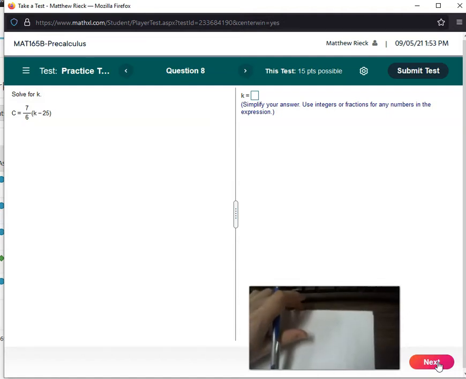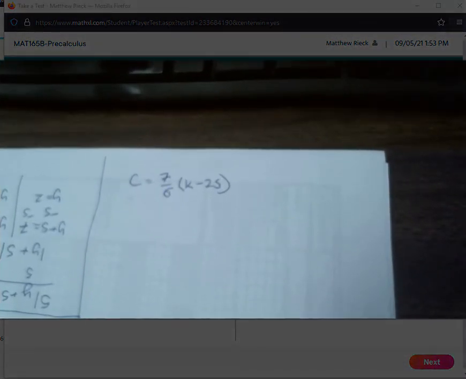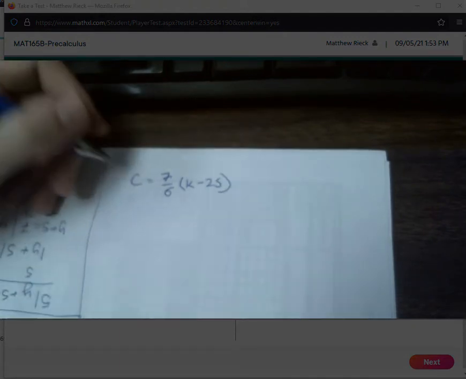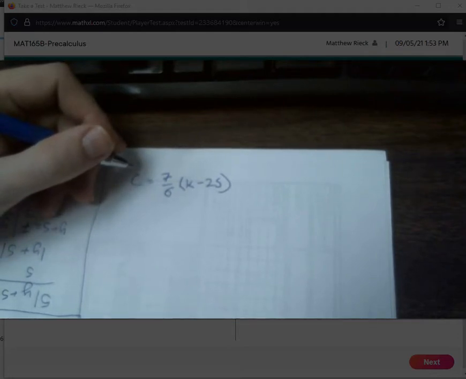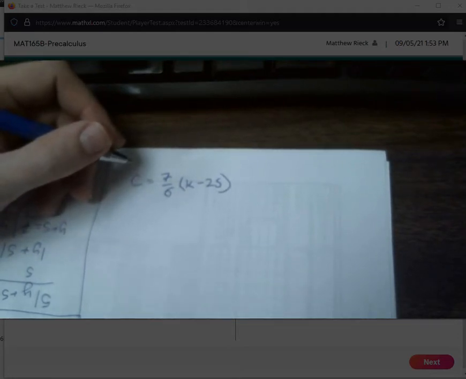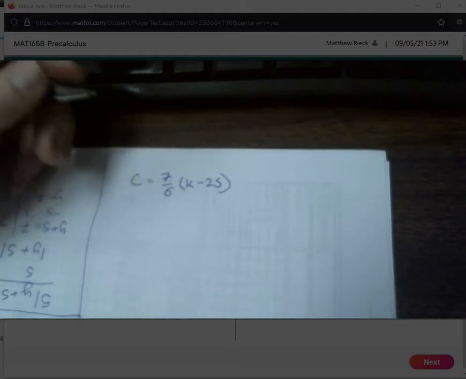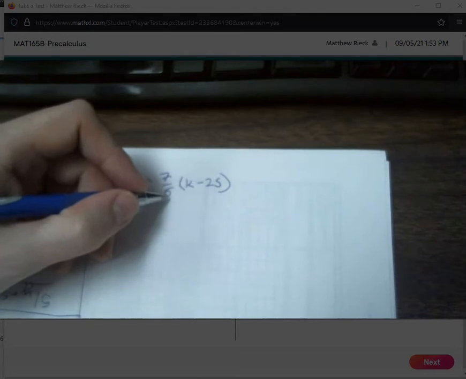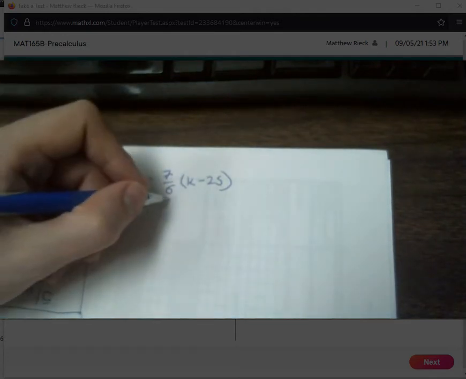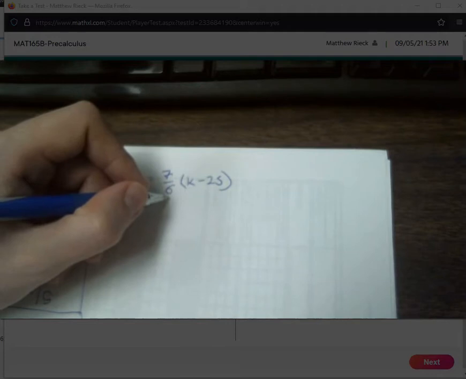This next question is dealing with solving a formula for a specific variable. Here we have the formula C equals 7/6 times K minus 25. This doesn't look like a common formula to me, so I'm not quite sure what this represents. It probably represents a certain formula in a problem, probably not necessarily common knowledge, I don't think. Maybe I'm wrong. I don't have a monopoly on knowledge of all the different formulas. Like I said, terrible memory when it comes to stuff like that.